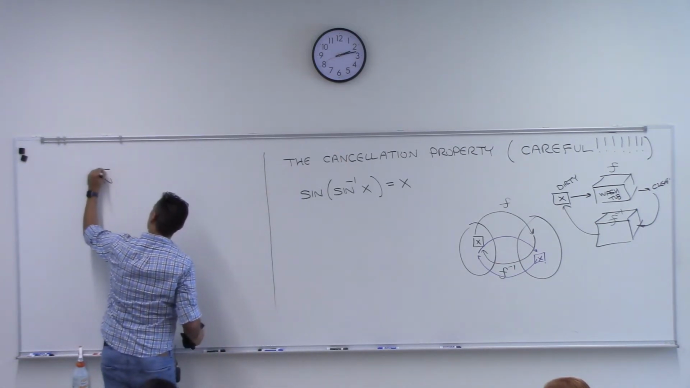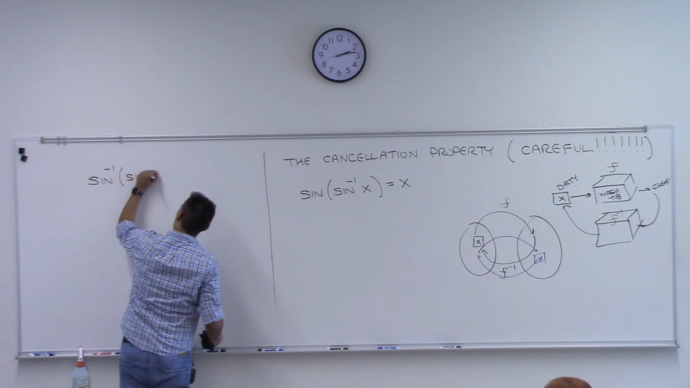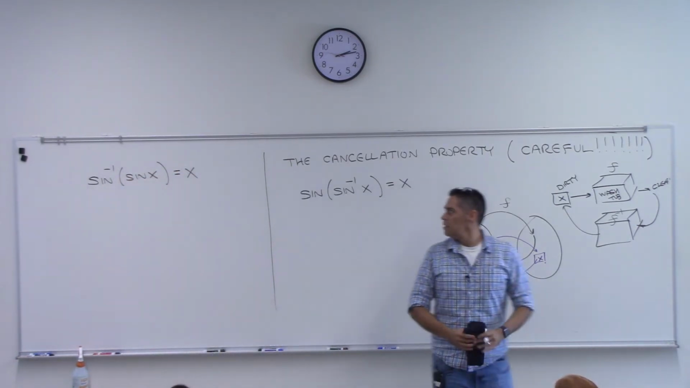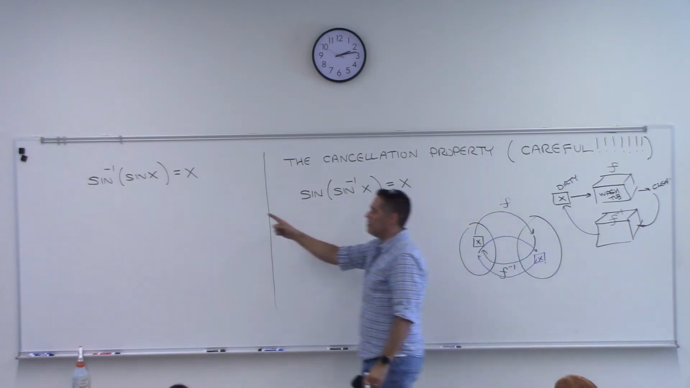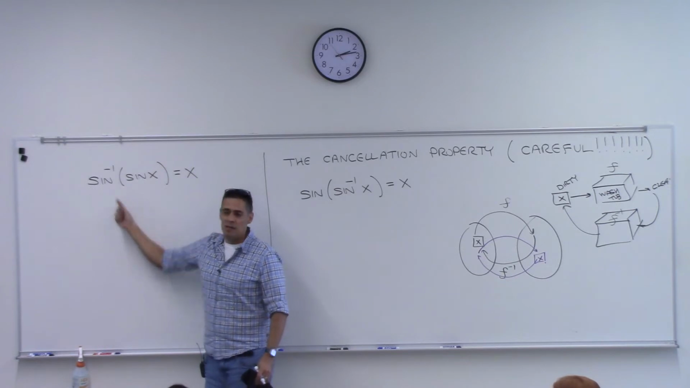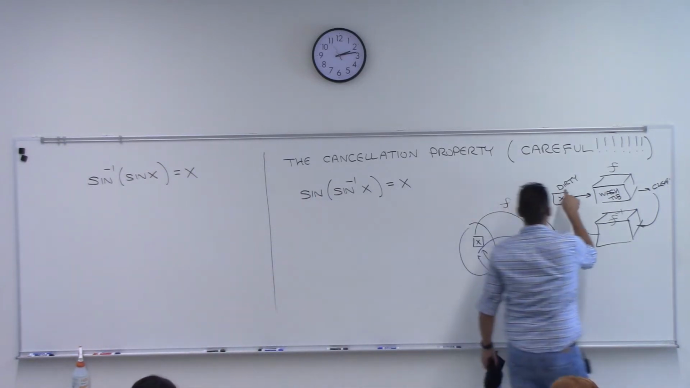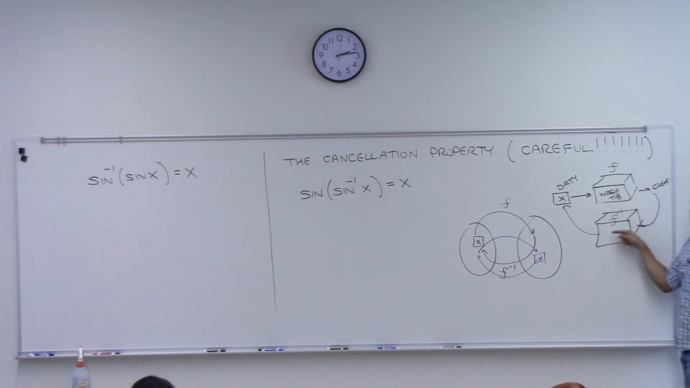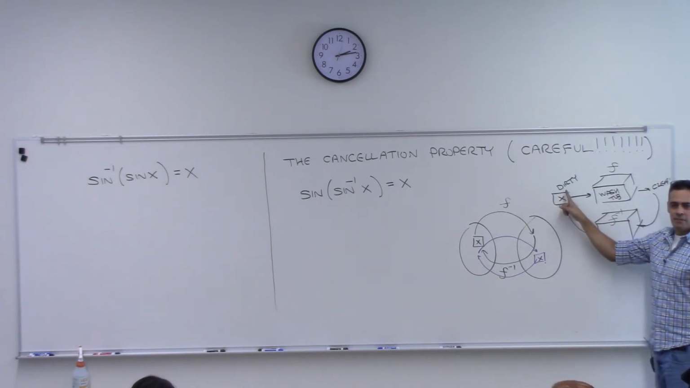Sine inverse of sine x equals x. Do you buy that? So who gets the x first? Sine gets it first, and then it gets sent through the inverse. So that's this picture. Start dirty, go through the car wash, go through sine, get clean, then go through the inverse sine back to dirty. That make sense?